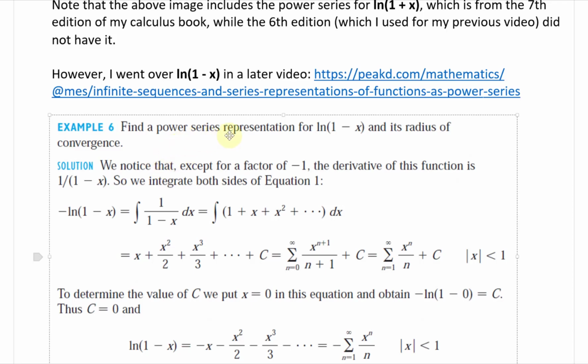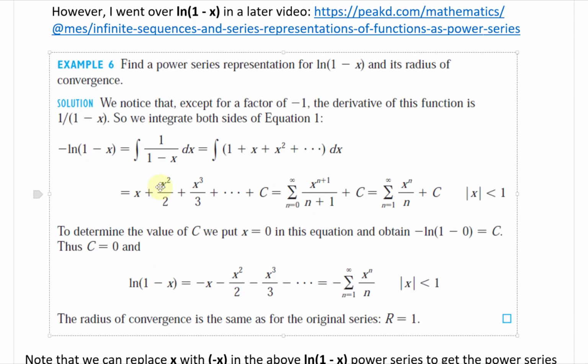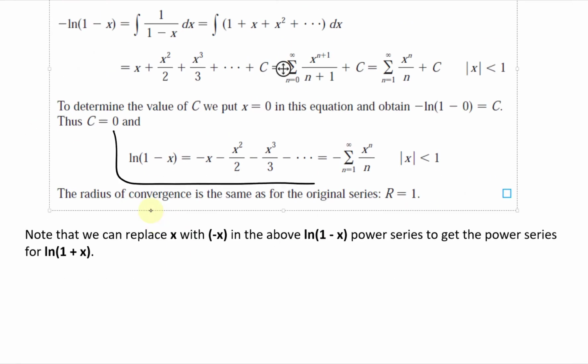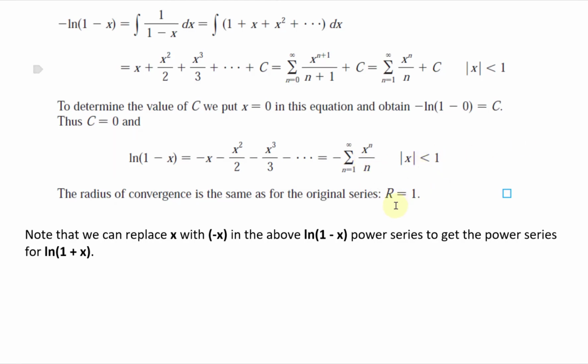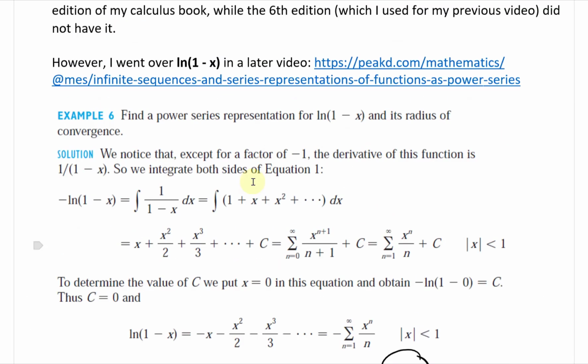Just to illustrate here: find a power series representation for ln(1 - x) and its radius of convergence. I showed that going over a bunch of steps and basically solved it over here. So ln(1 - x) equals -x - x^2/2 - x^3/3, so these are all minus. And then it basically equals negative the summation from n equals 1 to infinity of x^n divided by n, where the radius of convergence is 1. So |x| < 1, yes, you have R equal to 1. So that is for 1 - x.